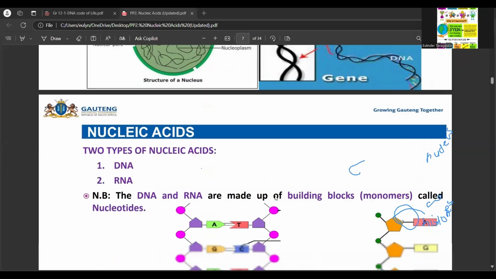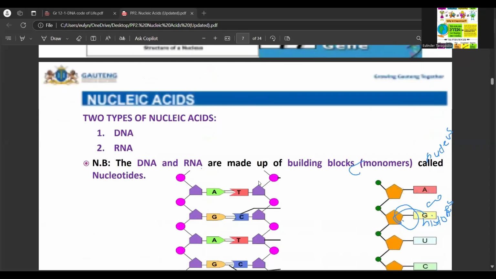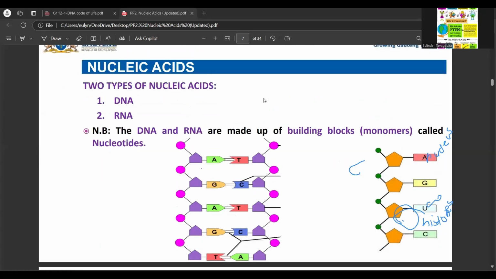Right, now let's move on to nucleic acids. What exactly are the nucleic acids? Because we need to differentiate. Remember, we have two types of nucleic acid. So let's check out exactly what a nucleic acid is and what is the difference between the nucleic acids that we have.